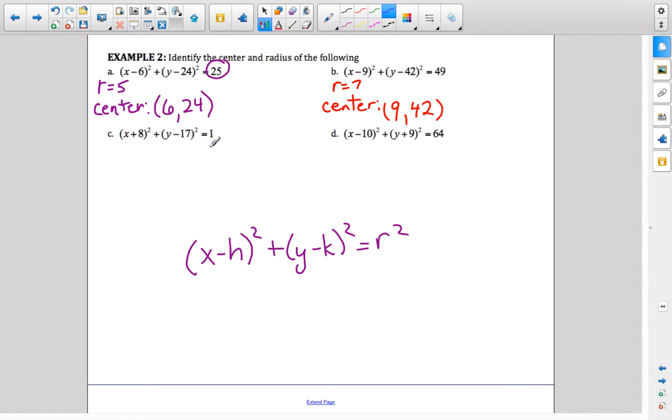Okay, here we have 1 for our radius squared, and the square root of 1, what number times itself gives you 1? That's right, it's just 1. So the square root of 1 is 1, because 1 times 1 is 1. And our center is at the opposite of the 8, which is the negative 8, and the opposite of the minus 17 is 17. Remember this is a plus because it was a minus 8, and the formula said x minus negative 8. That's what turned it into a plus.